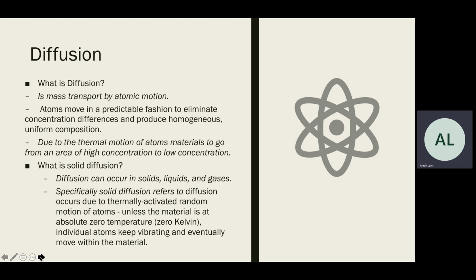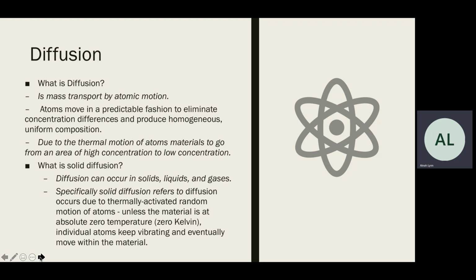What is diffusion? Diffusion is mass transport by atomic motion. Atoms move in a predictable fashion to eliminate concentration differences and produce homogeneous, uniform compositions. Due to the thermal motion of atoms, materials go from an area of high concentration to low concentration.